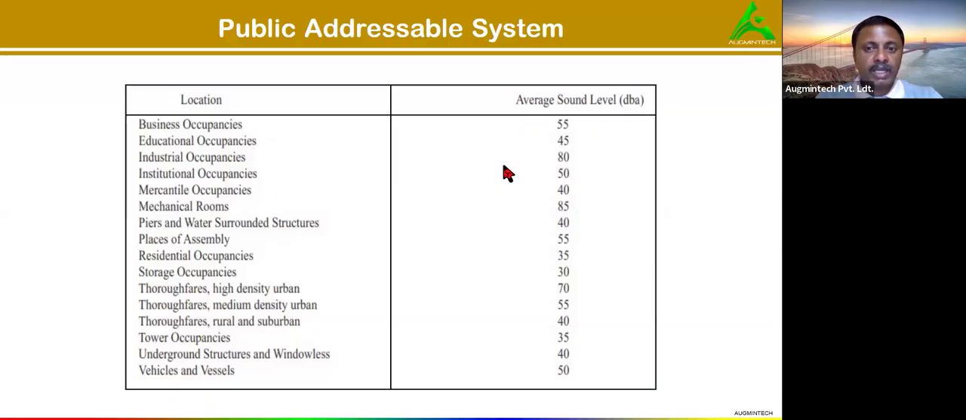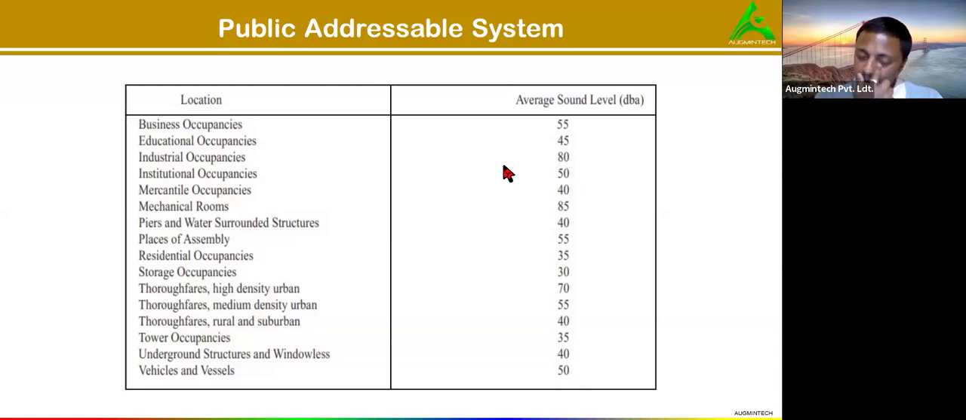Mercantile, 40. Mechanical rooms, 85 is required because all the machines are working, your AHU sound and all those things. For water-surrounded structures, 40. Place of assembly, 55. Residential occupancy is very low, 35. Storage, 30 is enough. High density urban areas, 70. Thoroughfares medium density, 55. Thoroughfares rural and suburban, 40. Tower occupancy is 35. Underground or windowless structures, 40. Finally, vehicles and vessels, 50.